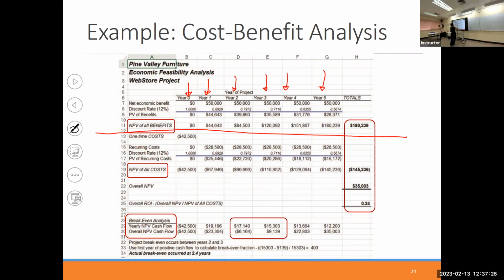Okay, so what does it mean? It means here that first is the benefits section.